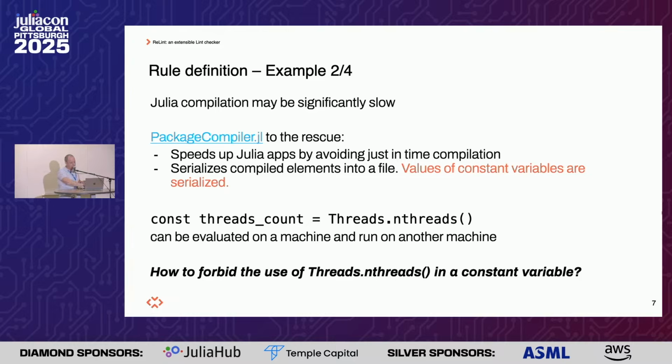So it means that if you have a line such as const threads_count = Threads.nthreads(), which is in order to know how many threads are available, then using PackageCompiler, you can have the expression being run on the machine where the program is built, which could be a very different machine from the machine where you will run your application. So you don't want to run your application with the value of nthreads coming from the machine where you built it. So how to forbid the use of Threads.nthreads in a constant variable?